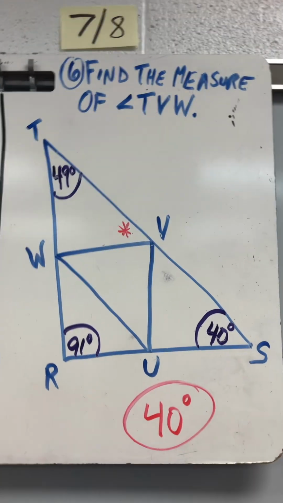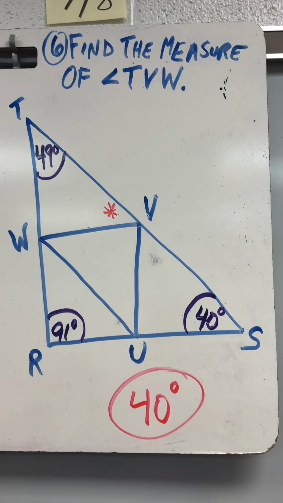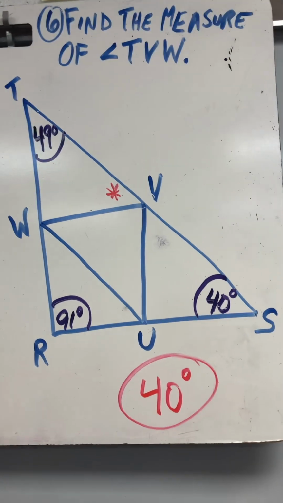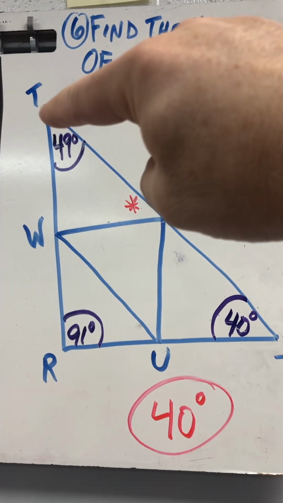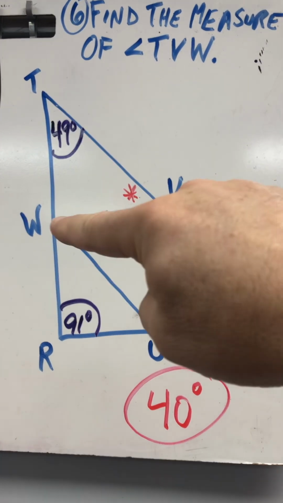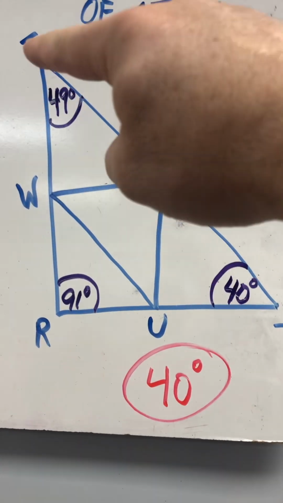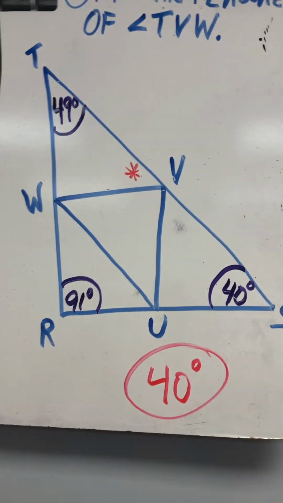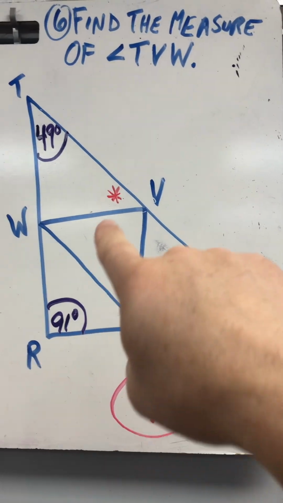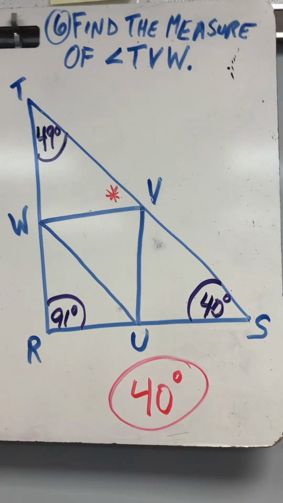Here, find the measure of angle TVW. How do you find TVW? Put your cursor on T, go to V, go to W. T, V, W. Does it make sense that TVW is this angle here with the asterisk?